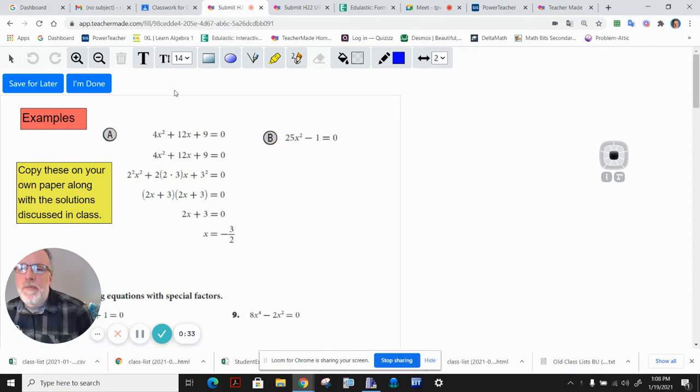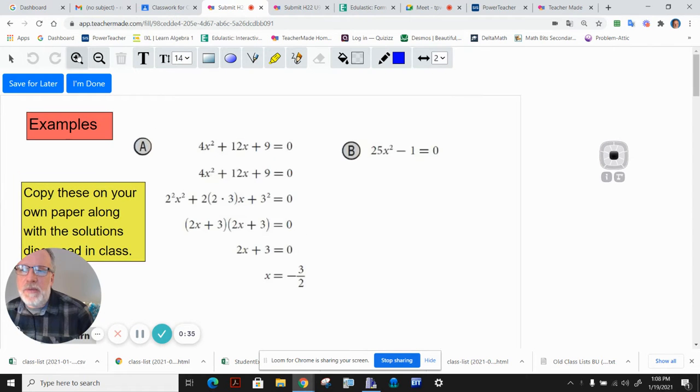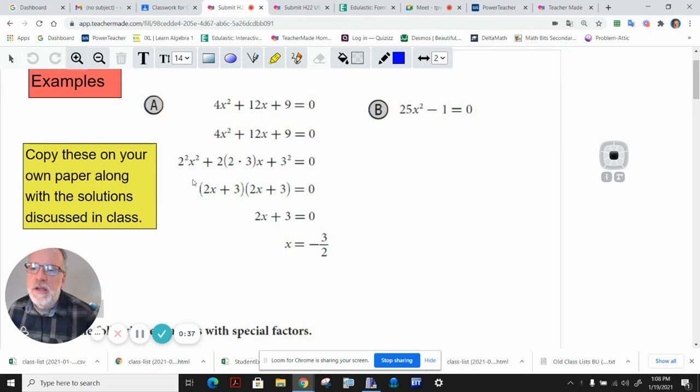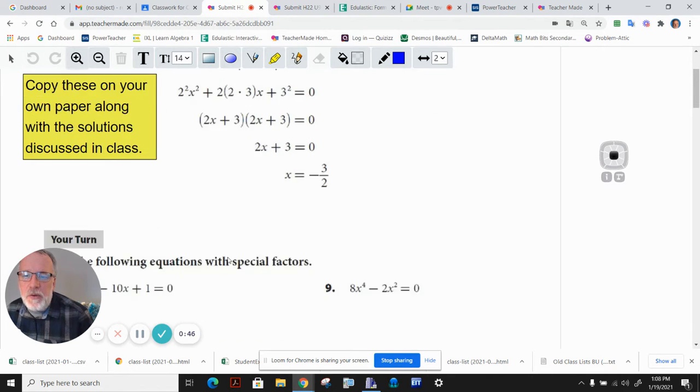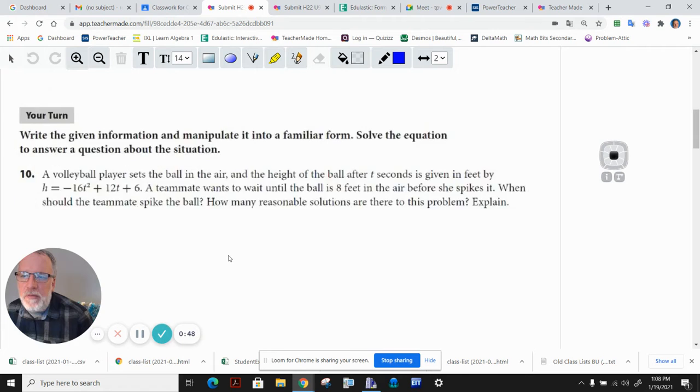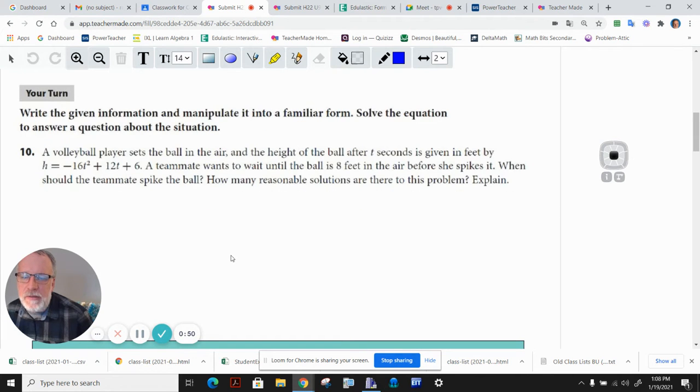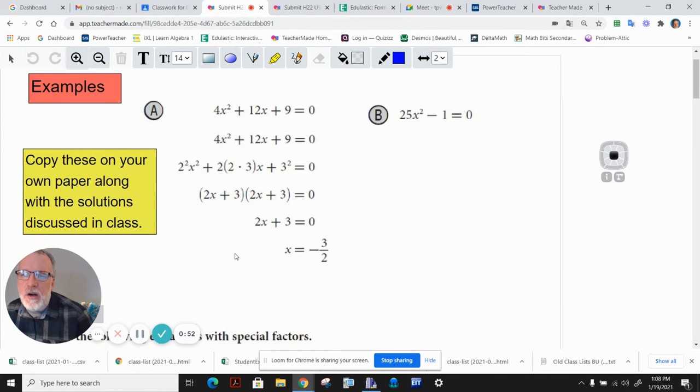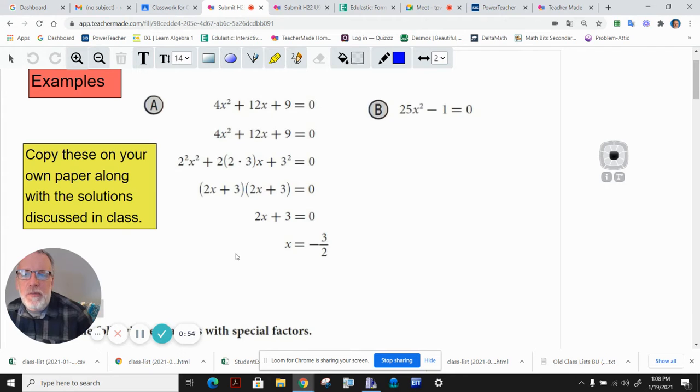I decided to put some of the examples in the assignment so you'd have them right there at hand. So here's the deal. We're going to work these problems, and I want you to copy these on your own paper as we go through them. We've got 5 examples to look at. So again, we are solving quadratics, and we're doing so by factoring. And we're going to look at A.